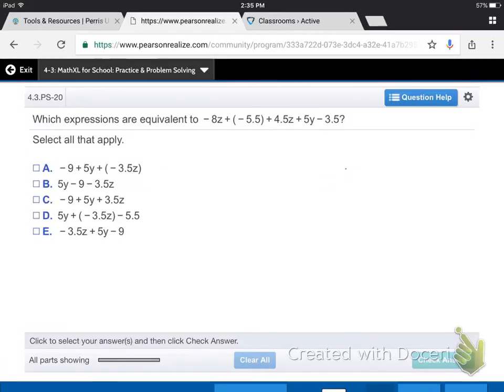Okay, boys and girls, here's one more I want you to try on your own. Pause the video and see if you can get the right answer on this problem. Okay, and the right answer looks like it is this one, and this one. Those are all the same thing. That's just the order of the terms are different. You'll notice that 3.5z is negative in every one, 5y is positive in every one, and 9 is negative in every one.